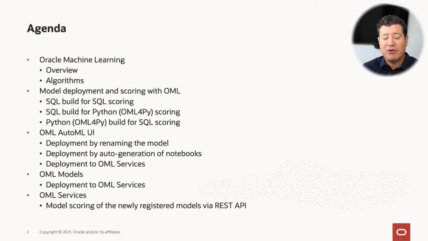We're going to start with a quick overview of Oracle Machine Learning, information about algorithms. Then we're going to move to model deployment options, so how to deploy the models with PL/SQL, and also load the models with SQL, deploy them with SQL and load them with Python, and vice versa. And then we're going to move into AutoML UI, where we're going to learn how to deploy the model three different ways. And finally, we're going to finish with OML Models, where we're going to deploy models. And then at the end of the session, we're going to actually be scoring those models using OML Services.